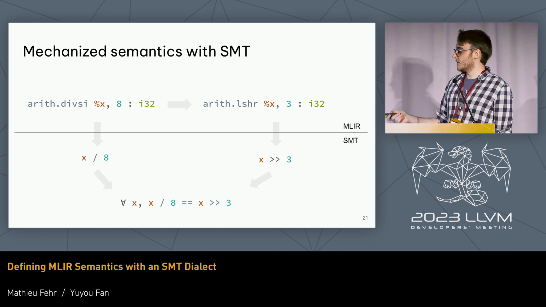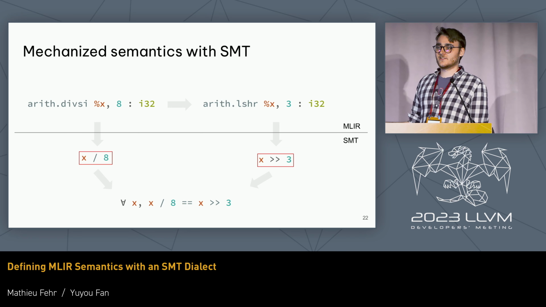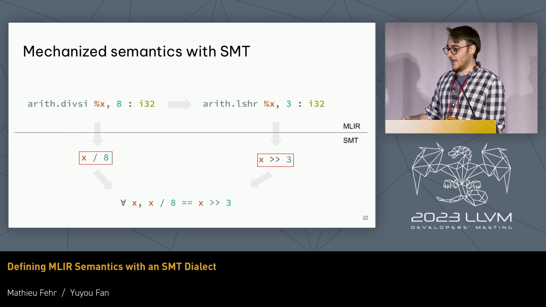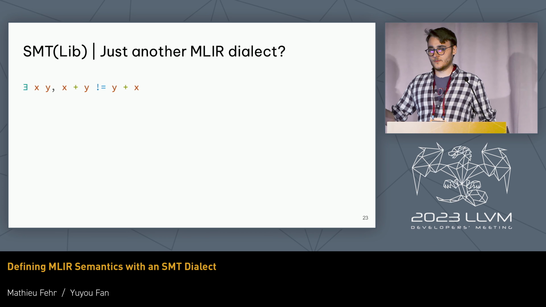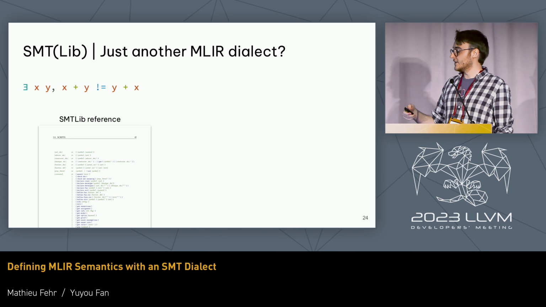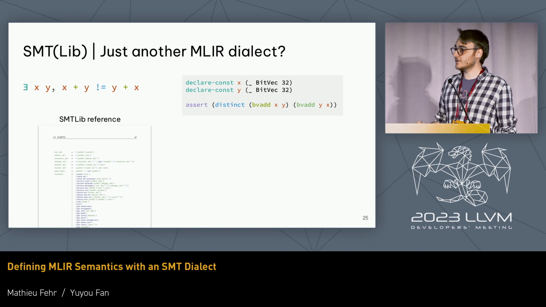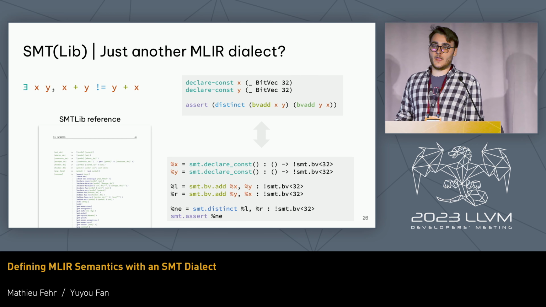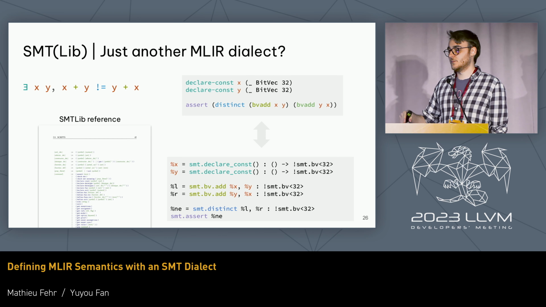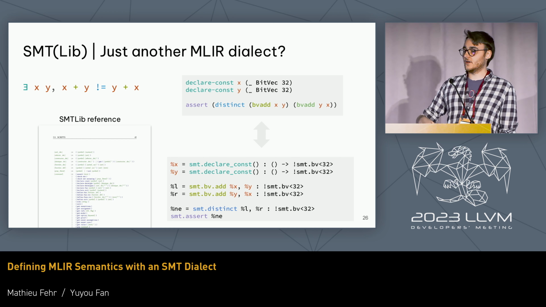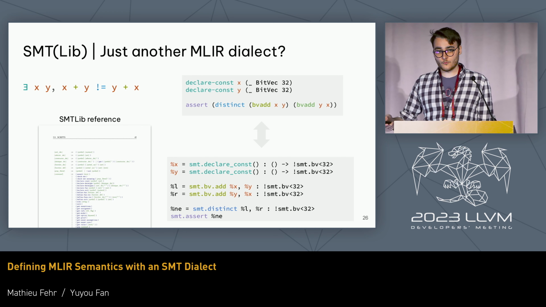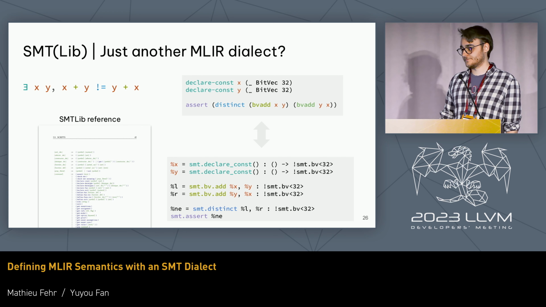But if you're like me, a bit familiar with MLIR, the first thing you might think of is, isn't this just another dialect? Can we just make SMT another dialect? SMT has a language reference, and the SMT language is a Lisp-like language, and those are really easy to translate to a dialect. So that's exactly what we did. We have a one-to-one correspondence between the SMT-LIB language and our SMT dialect, and that allows us to ask those mathematical questions directly in MLIR.